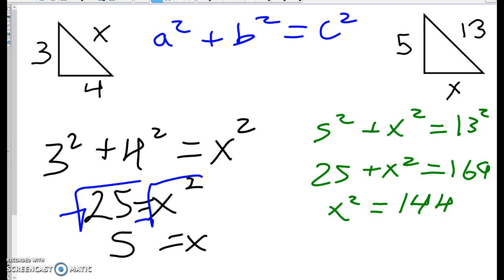And again, inverse operation, we're using the square root to get x by itself. That's how you undo an exponent, is you take the root of that exponent. That's what gets rid of it. And you're left with x equals 12.